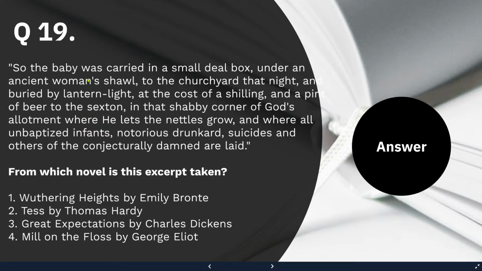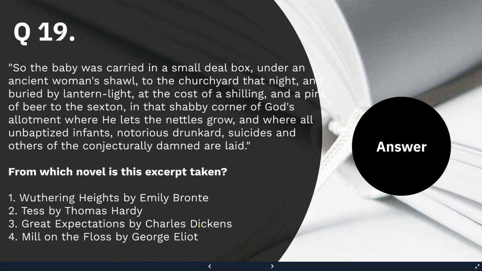So it's about a baby, quite a small baby, who can fit in a small deal box, an ancient woman's shawl. So that we have the option. In Great Expectations, if you have read it, there is mention of a child, but not one that small, who can be carried in a small deal box. So Great Expectations, we can escape.